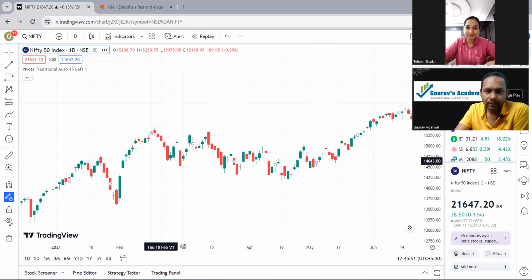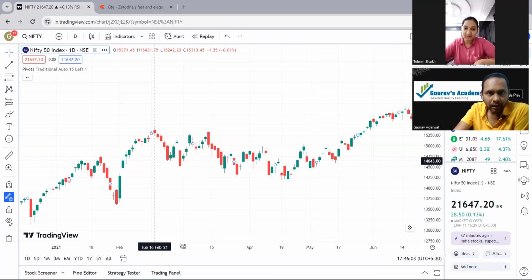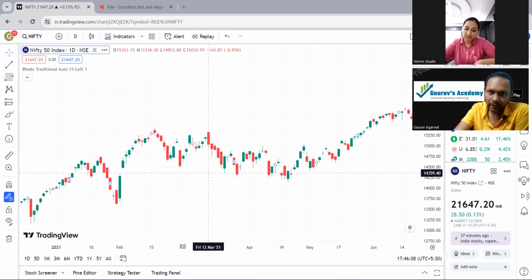Okay, so you have identified the stop loss. Now what will be the entry point? 14953. Right, but you have to take some buffer now. You can take some 10-point buffer, maybe 14940. You can take your entry point.